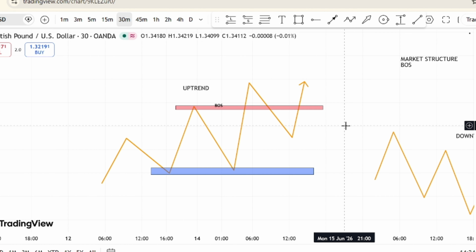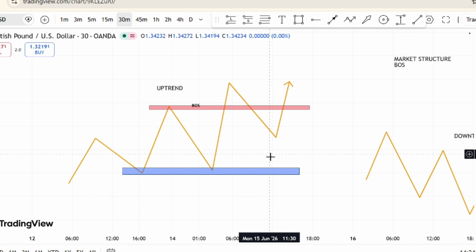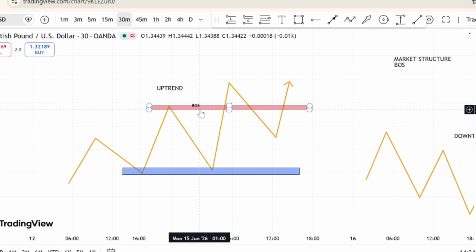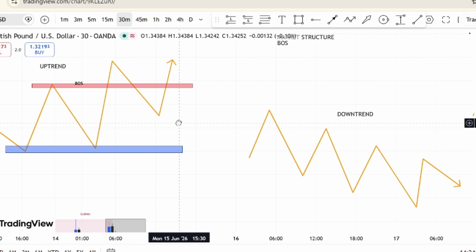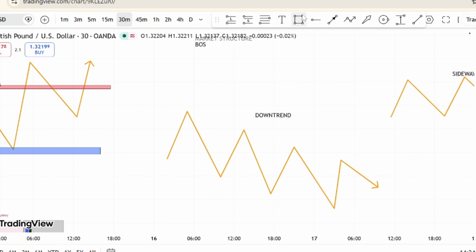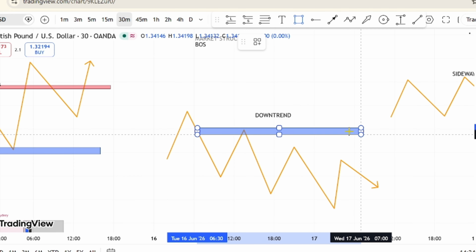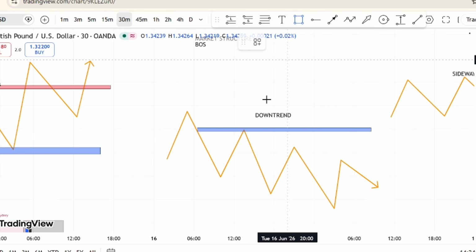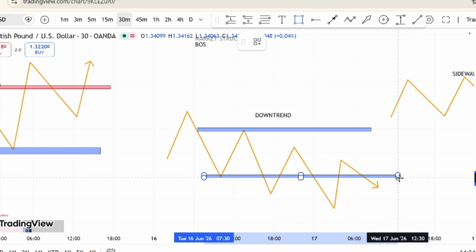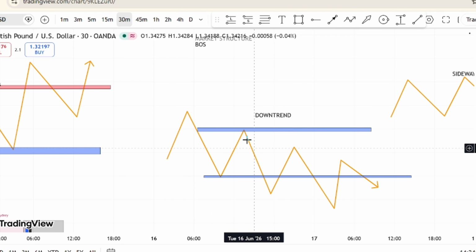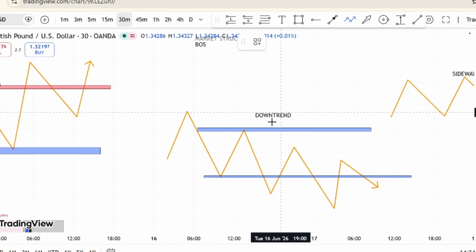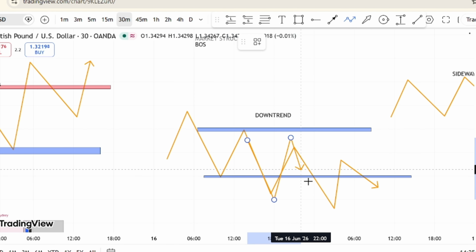Now, after the price breaks structure, like here, the next thing we look for is the origin. But before that, let me first show you the same thing here on a downtrend. Now on a downtrend, the market is only breaking structures to the downside. That means we are looking for sales. So when price breaks here, we wait for a retracement so that we can sell again.